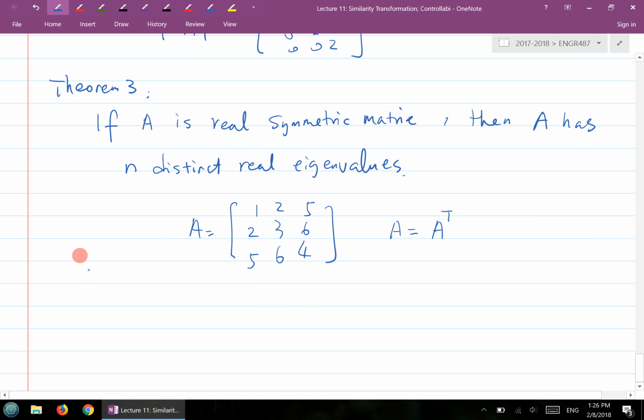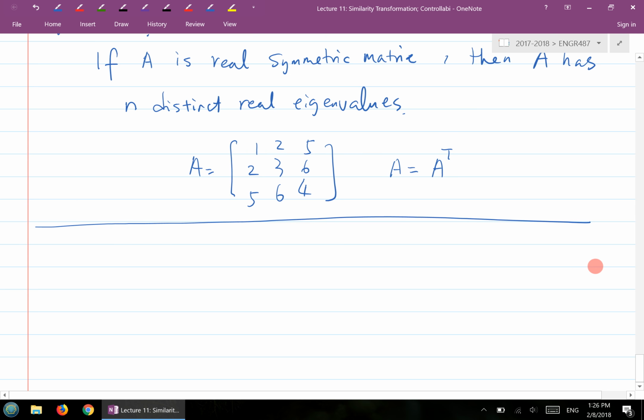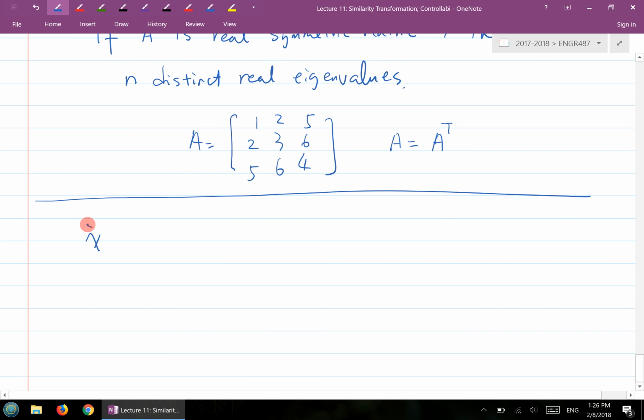One little concept here to tie up the loose end: I can use a similarity transformation to transform the original matrix A into other different formats, not necessarily a diagonal form. So what does that mean for our state space equation? Let's start from the original given state space equation.